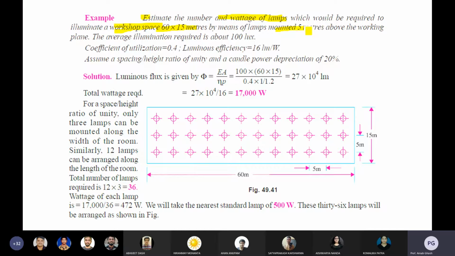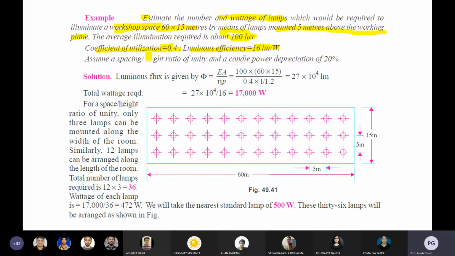The coefficient of illumination, the utilization factor, is 0.4. Luminous efficiency is 16 lumen per watt. That is given. Assume a space per height ratio of unity and a candle power depreciation of 20%. I hope you can understand. So all of you try to calculate it in your copy.